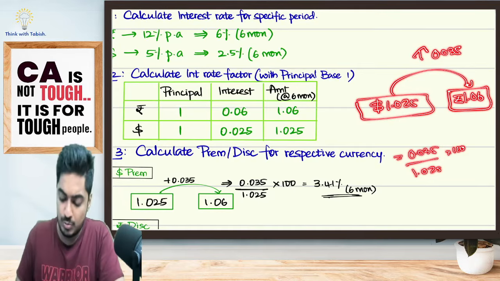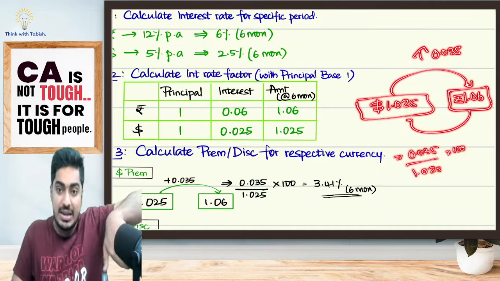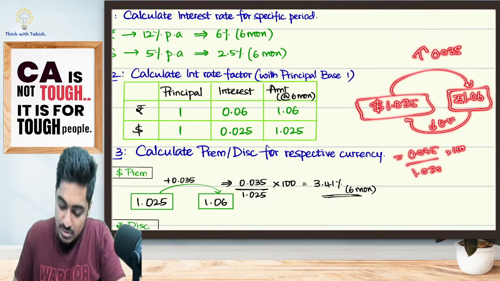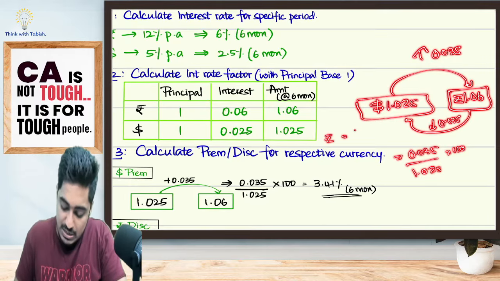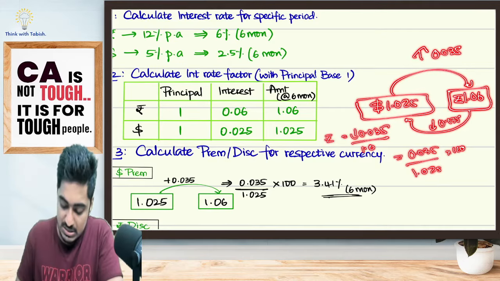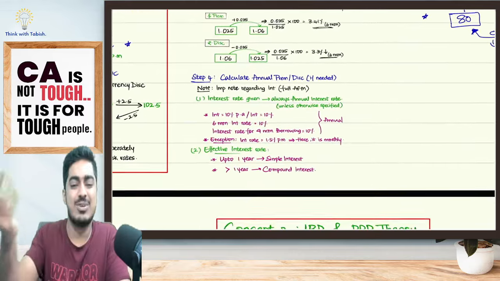Rupee, what is happening to rupee? Sir, rupee is falling. From 1.06, it is coming back. Yes, both are at parity. It is coming down to 1.025. Yes, it is reducing by 0.035. So rupee is reducing by 0.035, from 1.06. Yes, you will be getting the premium or discount for the respective currency. If you want, you can convert it into per annum.